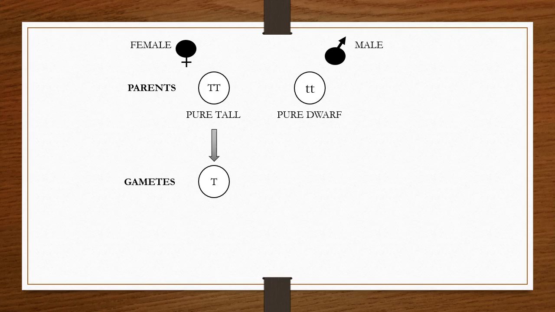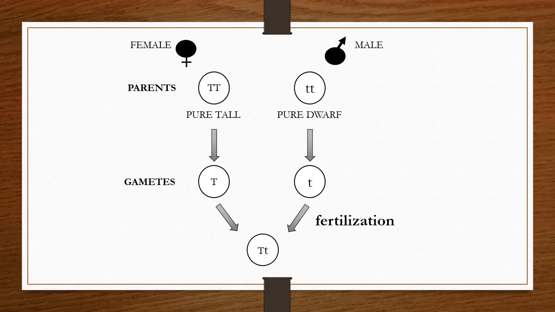Now this pure dwarf plant produces a gamete with small t. So all the gametes produced by this pure dwarf plant consist of small t, and all the gametes produced by the pure tall female consist of capital T. And when they undergo fertilization, it produces a zygote or offspring with capital T and small t. So this generation we call the F1 generation, and all these individuals are tall because here capital T is the dominant and small t is the recessive character.